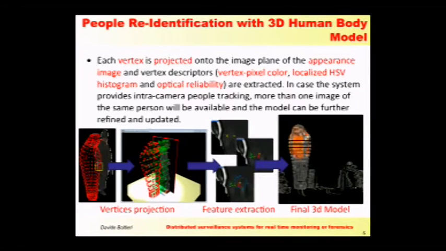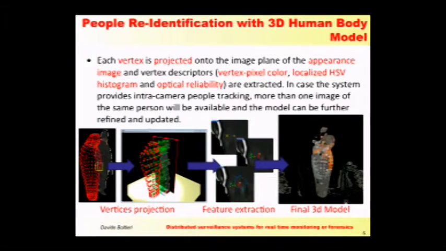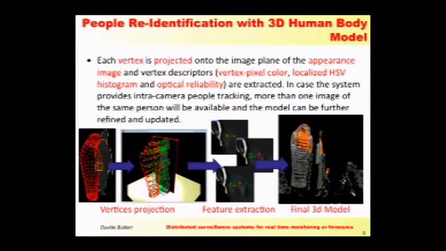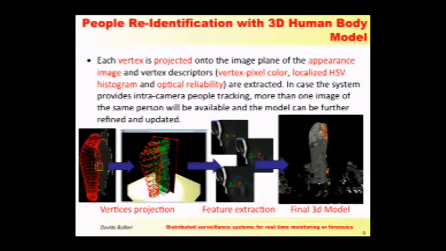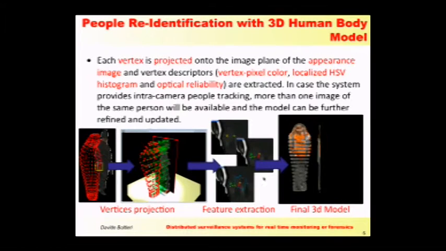Then, if a tracking algorithm can provide us more images of a person, we can update and refine the models with all the data, like in the video here. That model is constructed with 3 different images of the same person.